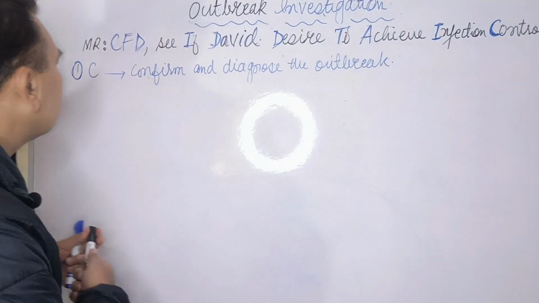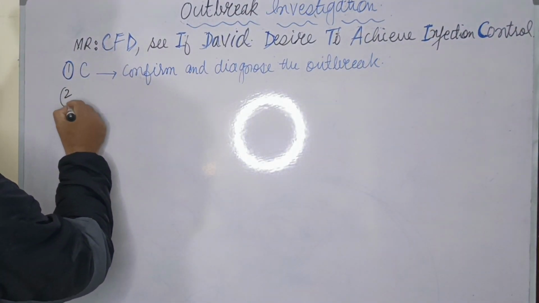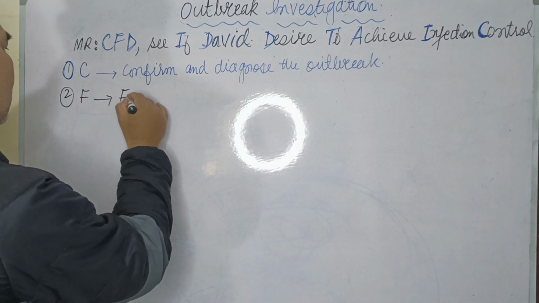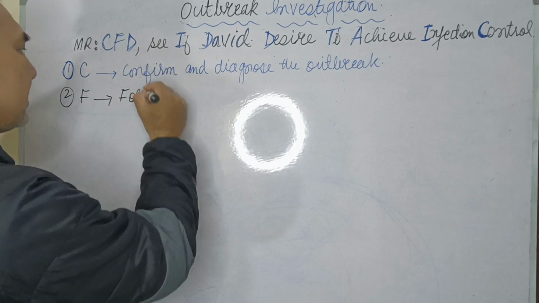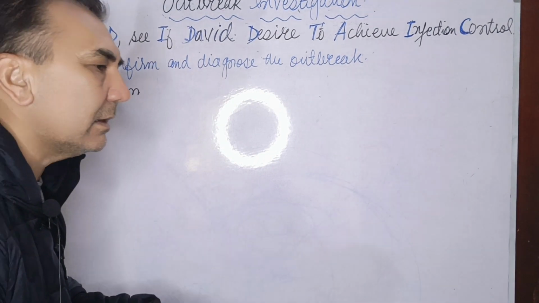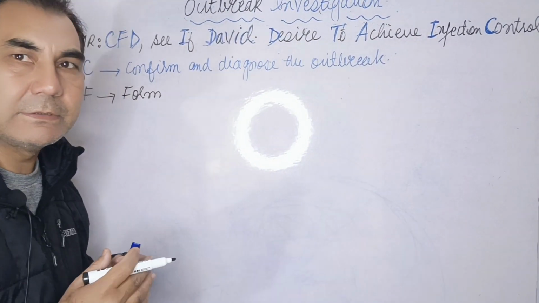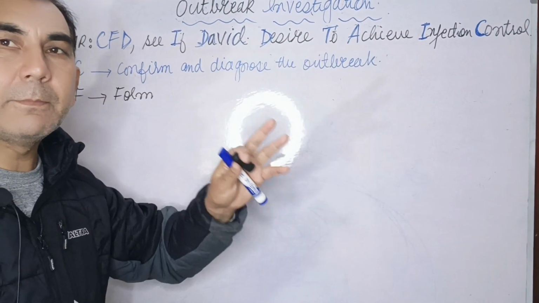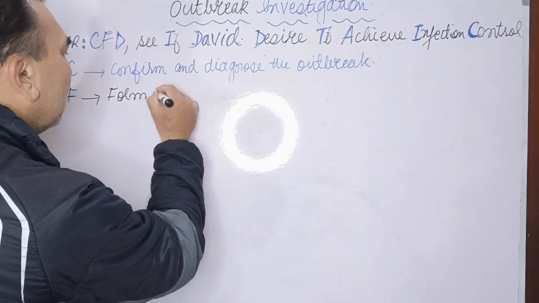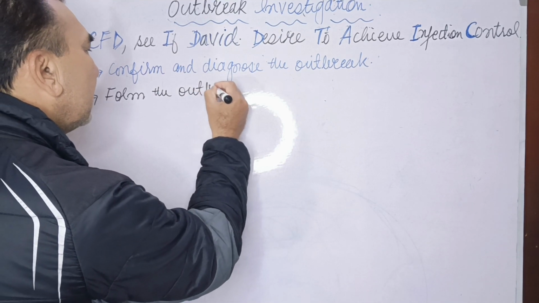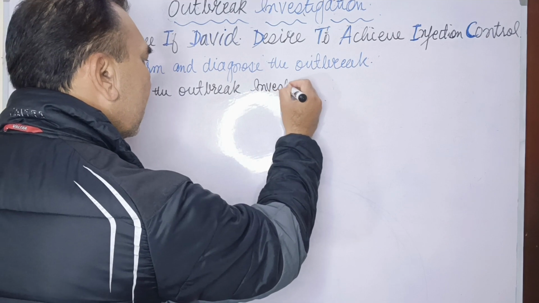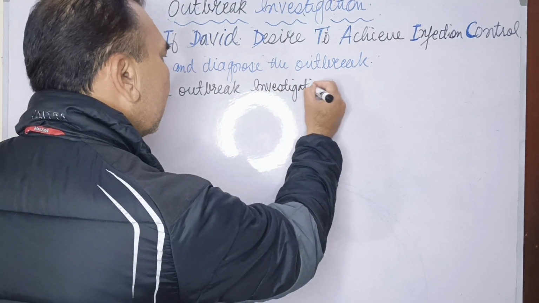And the second step is F, which is form. In the first step you confirm and diagnose the outbreak. Suppose typhoid A has happened and become an outbreak in a particular community A, then what will you do? Form the outbreak investigation team.